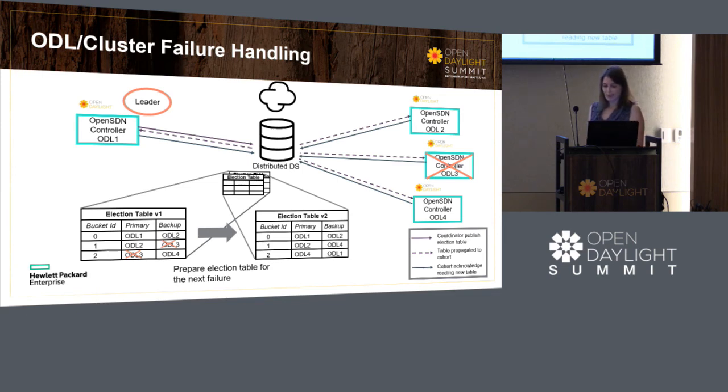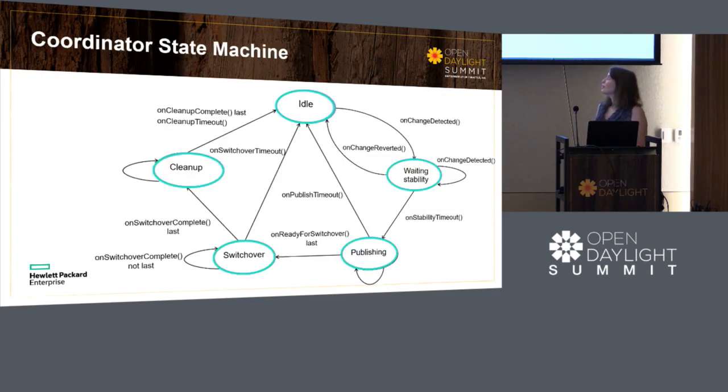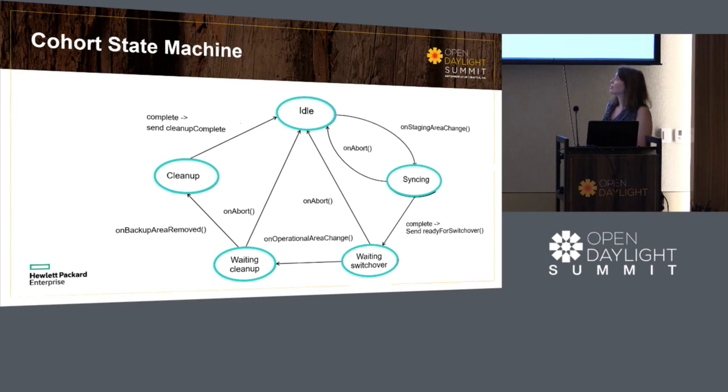So finally, a quick look at the implementation. The coordinator has a state machine that reacts to high availability changes and publishes a new version of an election table each time a high availability event happens. And the other side is the cohort state machine. Each cohort reacts to election table state changes and reads the new version.